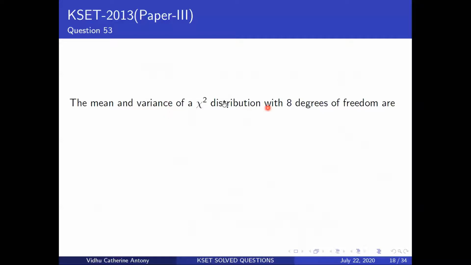This has something to do with the chi-square distribution, which you should have learned in your experimental techniques in physics class. This is asking you for the mean and variance of a chi-square distribution with 8 degrees of freedom. You have to look at a couple of properties of the chi-square distribution. So what have they told you? They've told you about the 8 degrees of freedom.